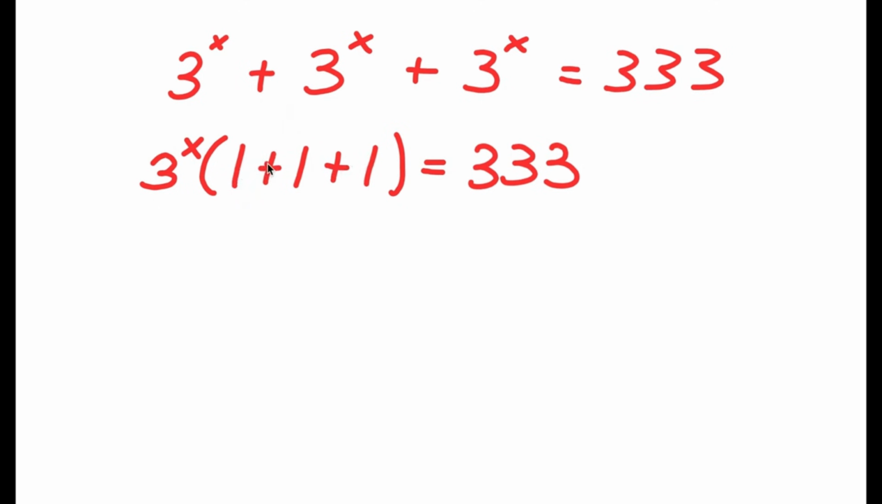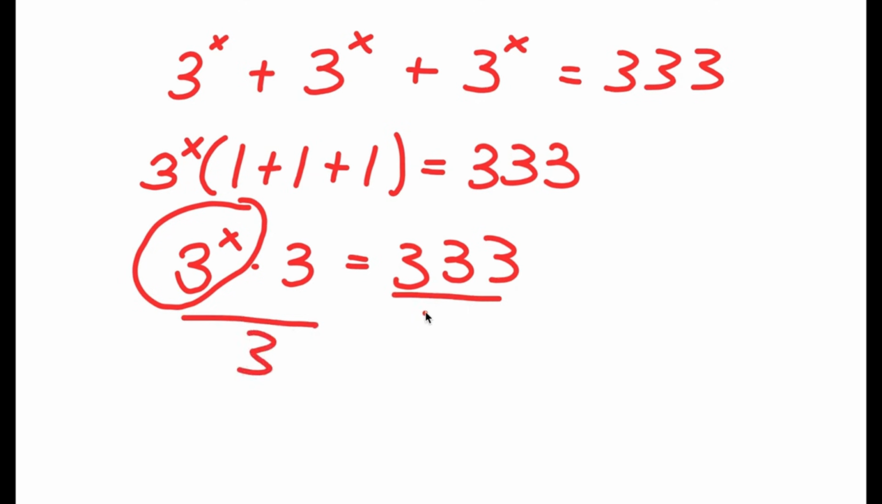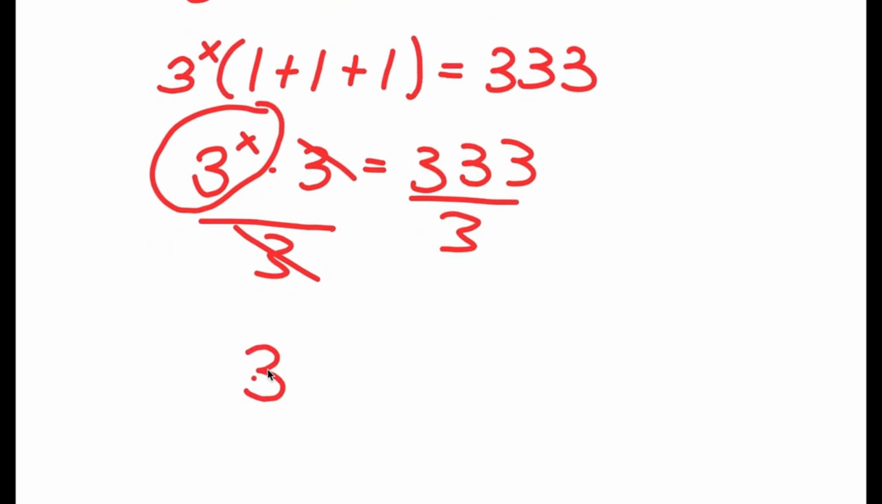Now, I'm going to solve what's in my parentheses. So I have 1 plus 1 plus 1, that's equal to 3. So now I get 3 to the power of x times 3 is equal to 333. Now, we want to isolate 3 to the power of x here. And the way to do that is to get rid of this times 3. So I'm going to get rid of this times 3 by moving it to the right-hand side, and I'm going to do that by dividing both sides by 3. So now I get 3 to the power of x is equal to 111.